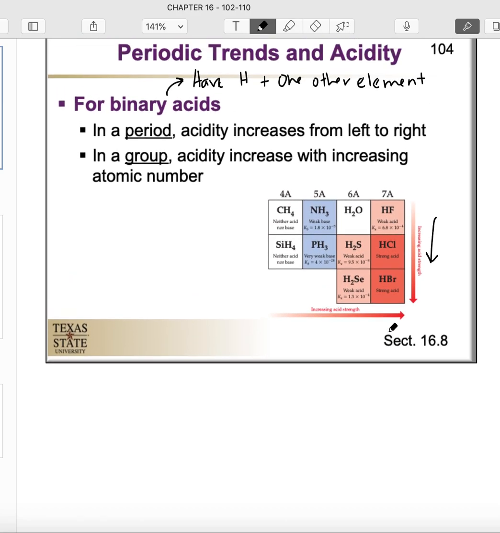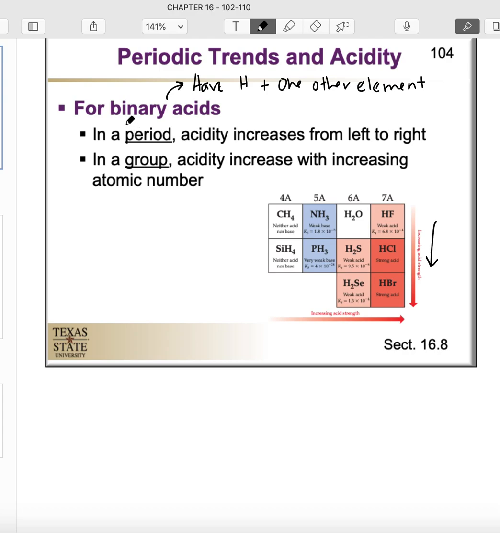All right, so from here, what you really need to remember is that the trend for a binary acid increases as you go to the right and as you go down, right? So that is a trend that I want you to remember. An acid that is to the right and to the bottom is going to be stronger than one that is to the left and up.